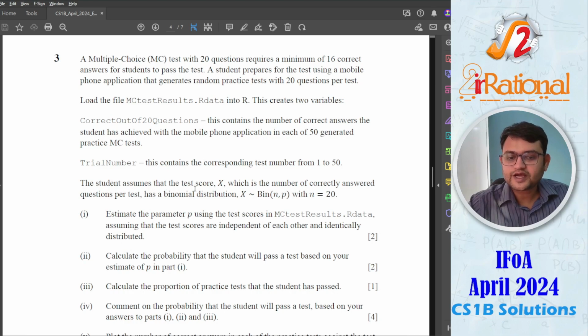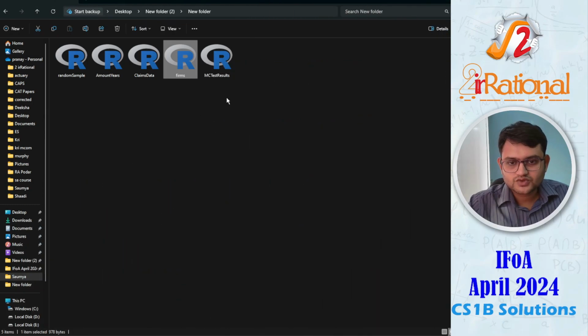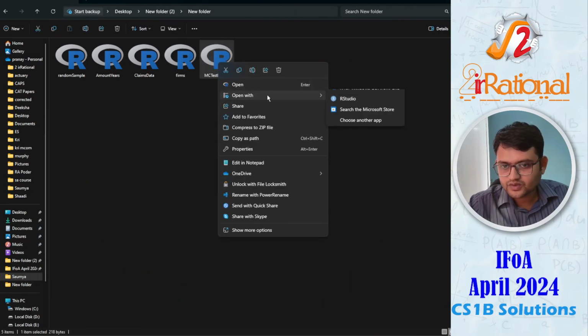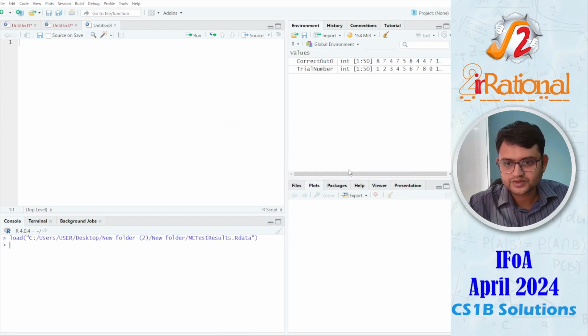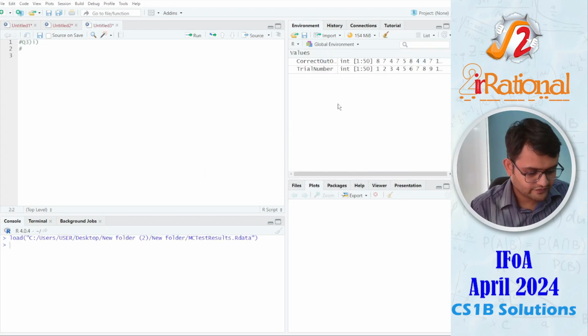The student assumes that the test score X, which is the number of correctly answered questions per test, has a binomial distribution. First, estimate the parameter p using the test scores in mctestresults.rdata, assuming that the test scores are independent of each other and identically distributed. So let's load the data. Open with RStudio. So first part we have to calculate the estimate of p. I'll write it as p hat.